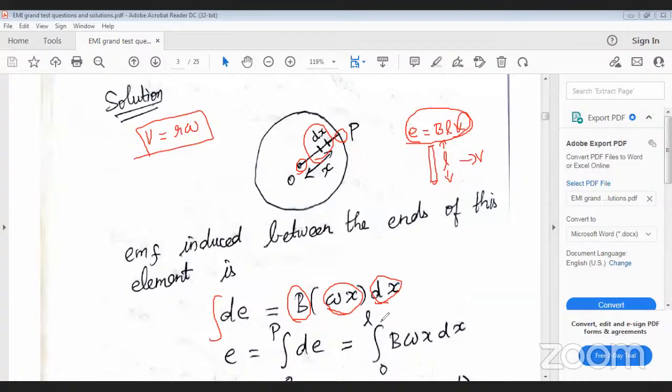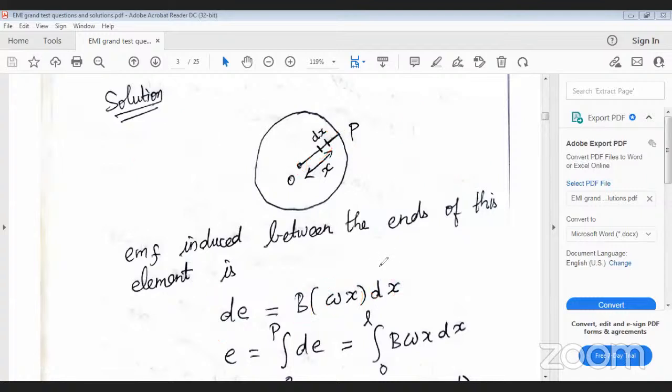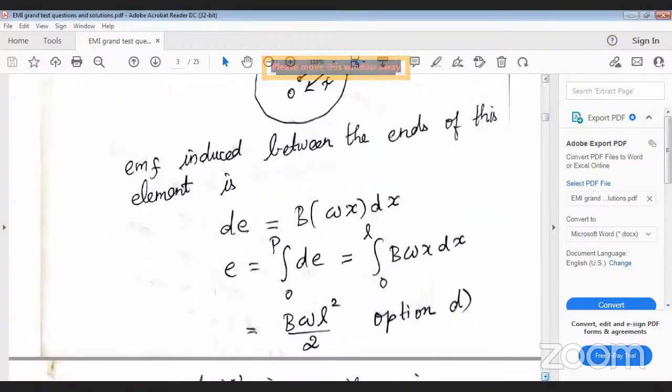So 0 to L are the limits. Instead of dE, you need to substitute all these terms. You need to substitute b omega x dx, and here what are the variables? X. So b omega can be taken outside, and when you integrate x dx, that will be x squared by 2. After integrating this x squared by 2, you can apply the limits L. So that is b omega L squared by 2.